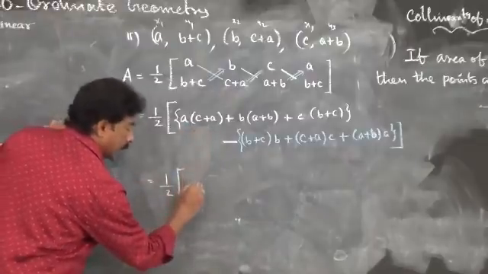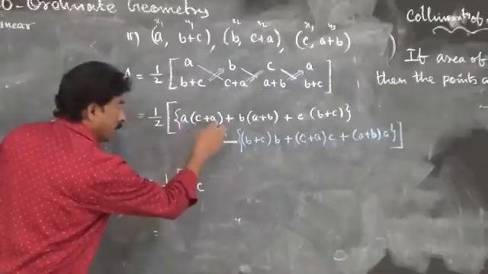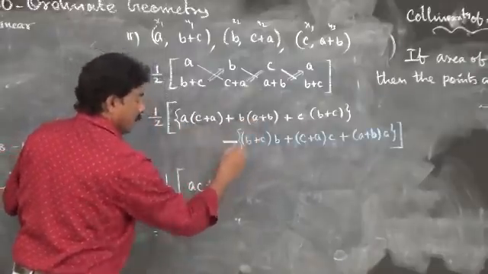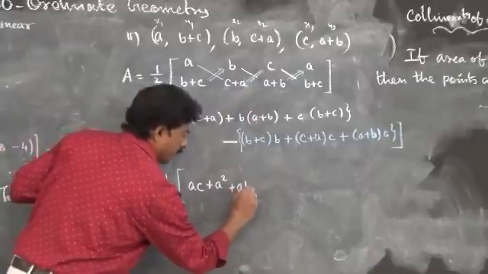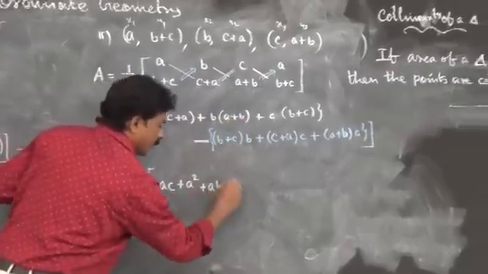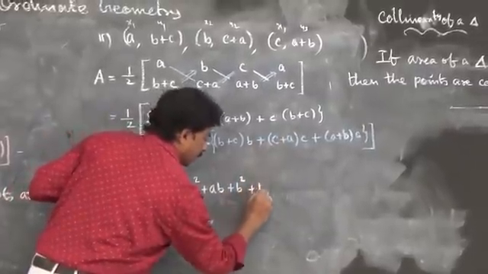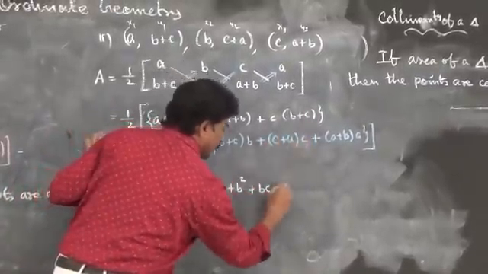A into C, AC. A into A, A square. B into A, AB, both are the same. B into B, B square. C into B, BC. C into C, C square.